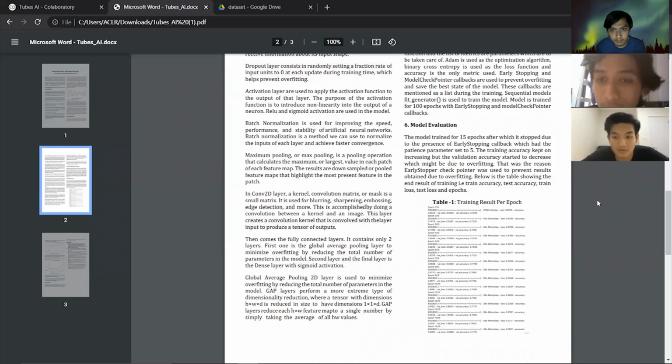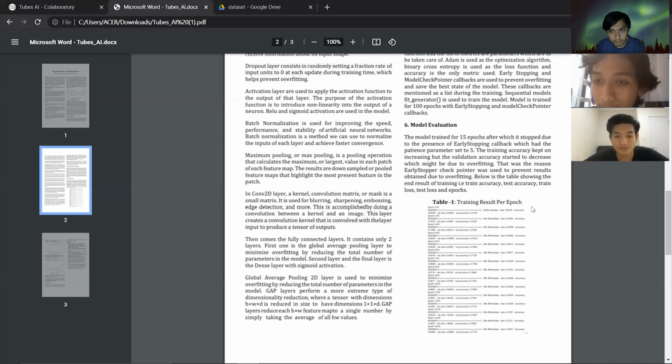Then, model evaluation. The model trains for 15 epochs, after which it stopped due to the presence of an early stopping callback, which had the patience parameter set to 5. The training accuracy kept on increasing, but the validation accuracy started to decrease, which might be due to overfitting. That was the reason the early stopper and checkpointer were used, to prevent results obtained due to overfitting.